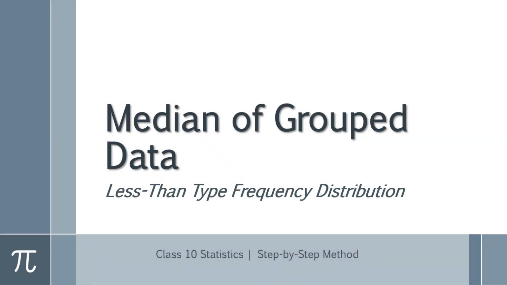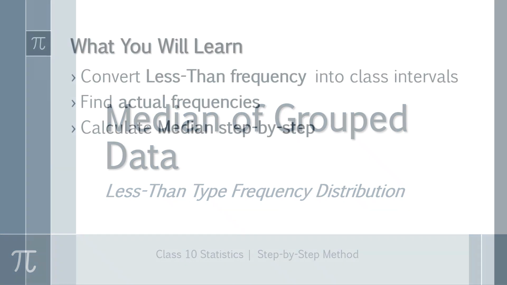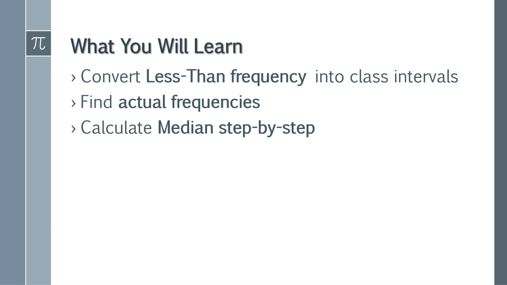In this video, we will learn how to find the median of grouped data using a less than type frequency distribution. In this example, we will convert less than cumulative frequencies into class intervals. Then, we will find the actual frequencies and calculate the median, step by step.